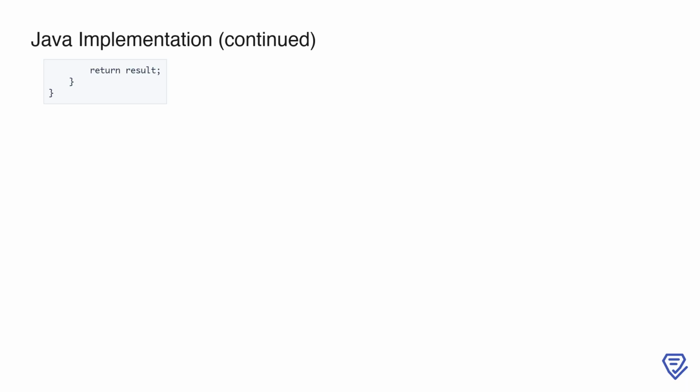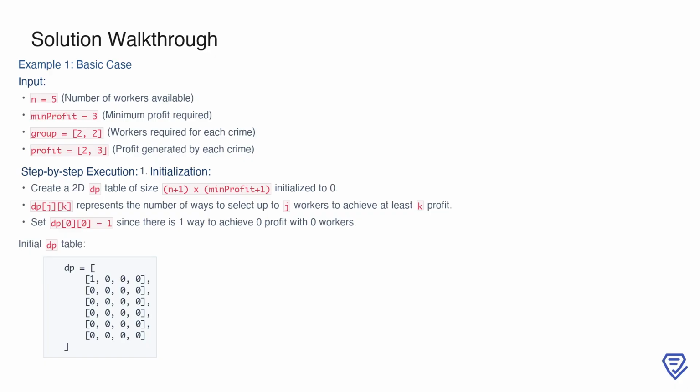This implementation uses dynamic programming to efficiently calculate the number of profitable schemes while ensuring that the constraints on group size and profit are met. By using a bottom-up approach and modular arithmetic, the solution is both time and space efficient, making it suitable for the problem constraints. Now, let's walk through a basic example where we have 5 workers available, a minimum profit requirement of 3, and 2 crimes that require 2 workers each, generating profits of 2 and 3 respectively.